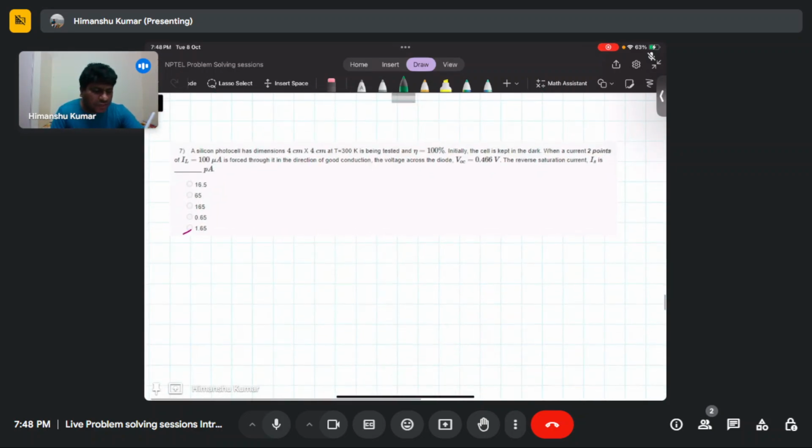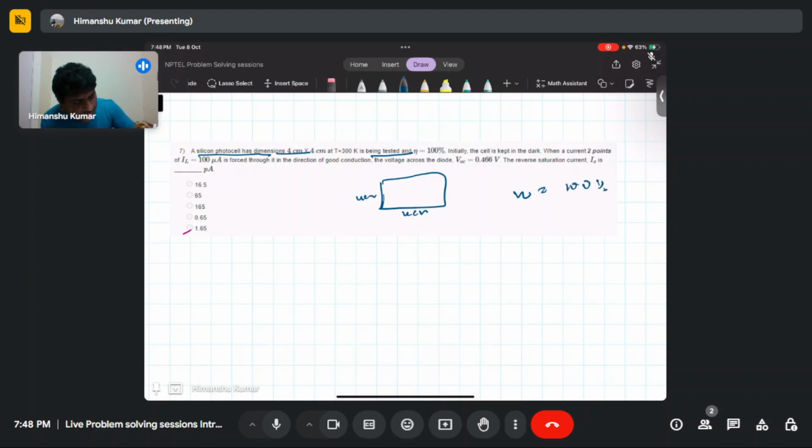With that, let's move to the next problem. A silicon photocell has a dimension of 4 centimeter by 4 centimeter, and its eta is given as 100%, and initially the cell is kept in the dark. When a current of IL is forced through the cell in the direction of a good conductor, the voltage generated is this VOC. We need to find the reverse saturation current.